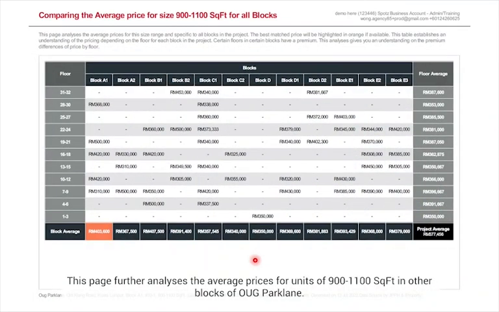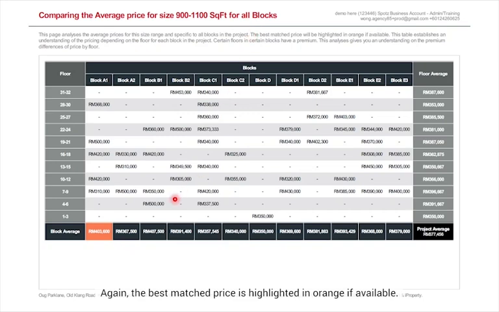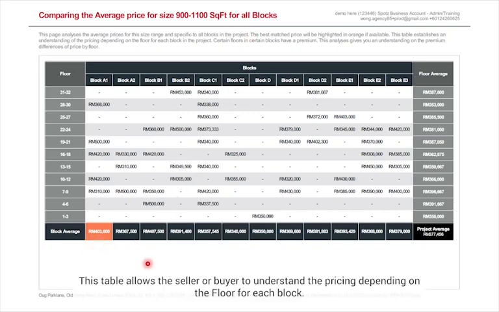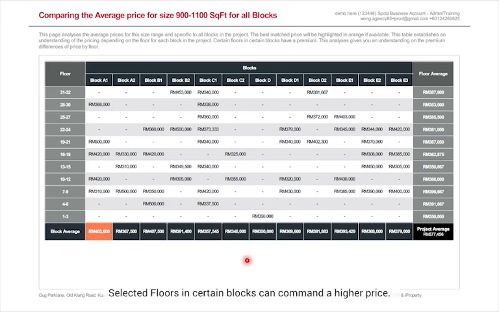This page further analyzes the average prices for the units of 900 to 1,100 square feet in other blocks of OUG Park Lane. Again, the best match price is highlighted in orange if available. This table allows the seller or buyer to understand the pricing depending on the floor for each block. Selected floors in certain blocks can command a higher price.